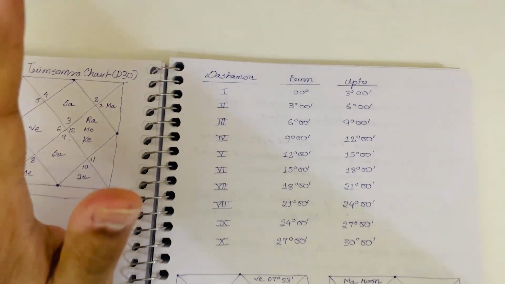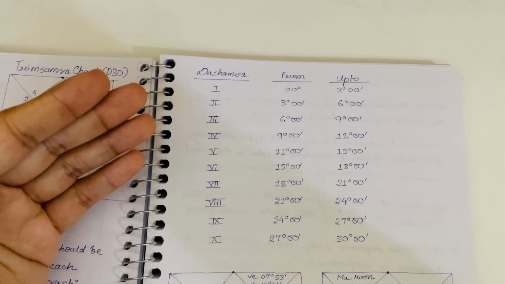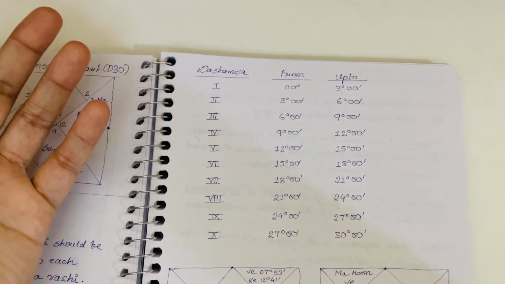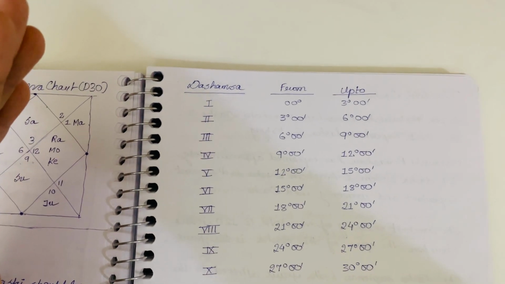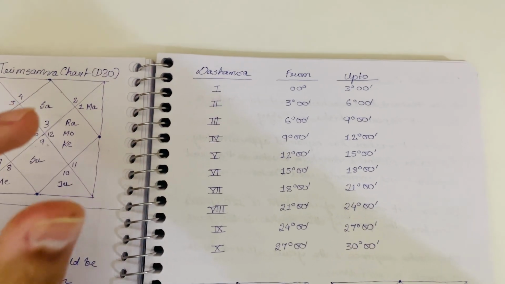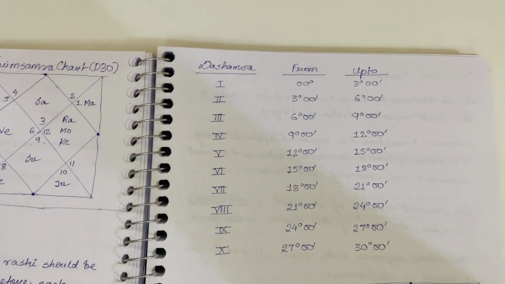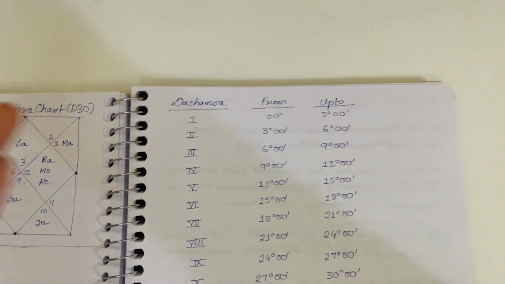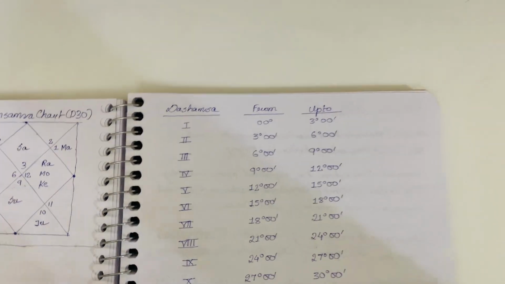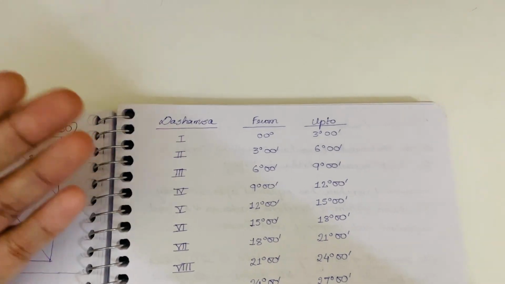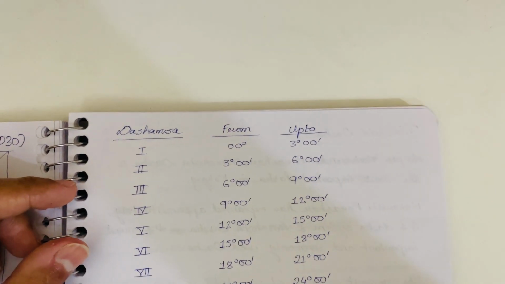Dasamsa means 10, so you have to divide 30 degrees by 10. When you divide 30 degrees by 10, what is the range that you get? 3 degrees. So the first Dasamsa will start from 0 degrees and the range is 3 degrees, and so the first Dasamsa will end at 3 degrees. 0 plus 3 is 3. So the first Dasamsa is from 0 degrees to 3 degrees.